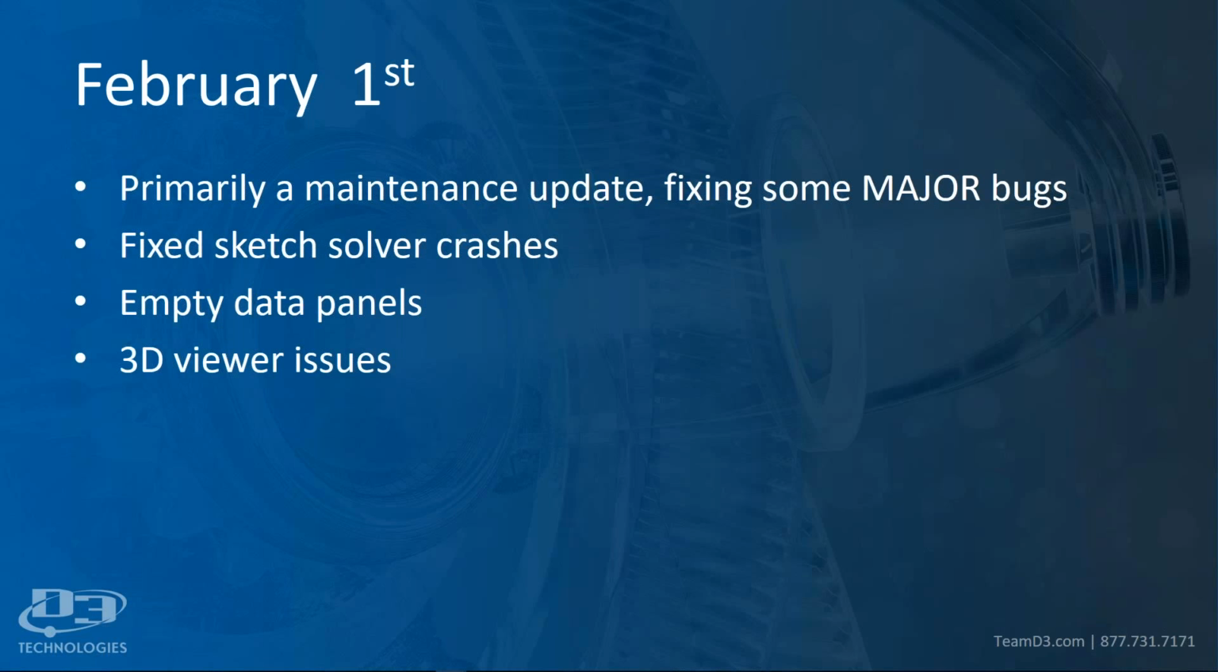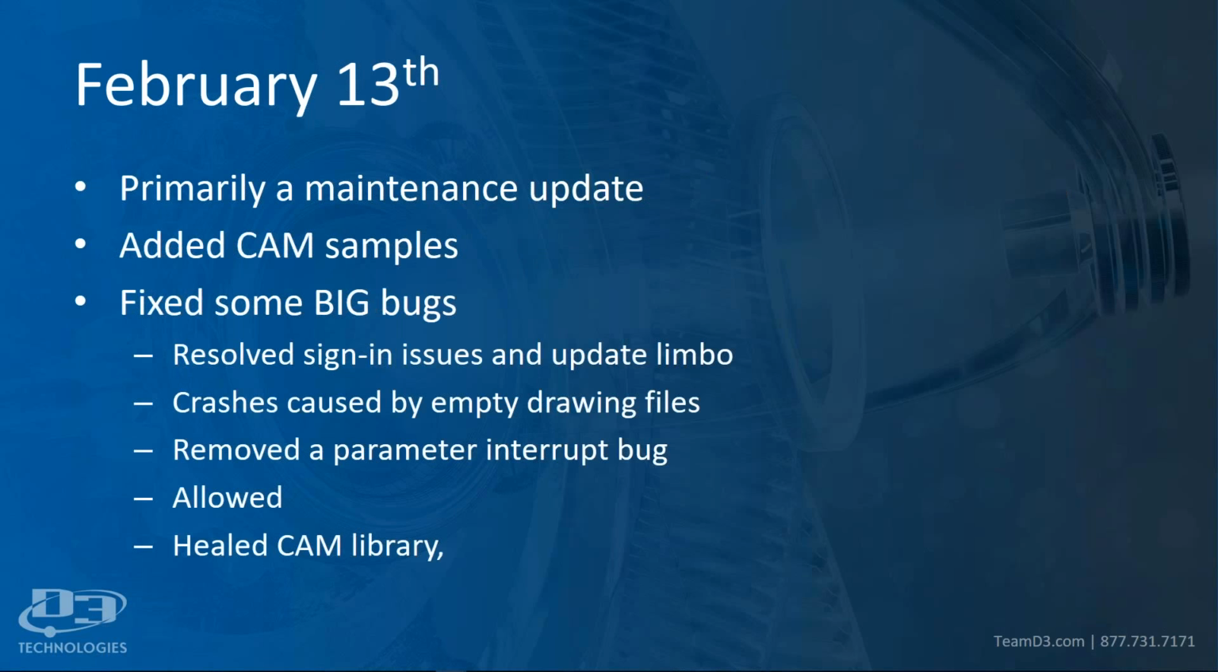I focus on some of the problems because I want to really hit on the change that occurs. Okay, once again, February 13th, you have primarily a maintenance update. They added a lot of CAM samples. So a lot of you, when you're working out of your personal hub, you'll see those samples in the data panel. Those weren't always there, and they've been added as they're available.